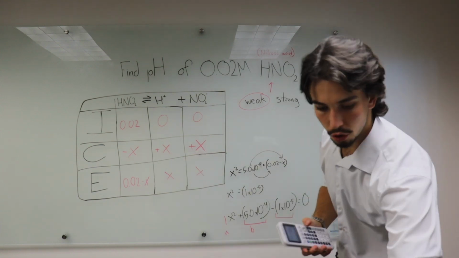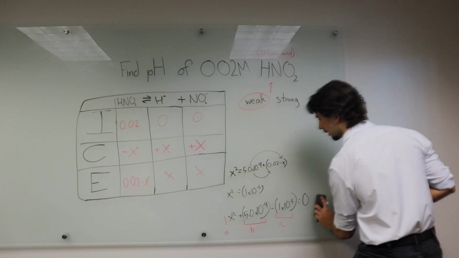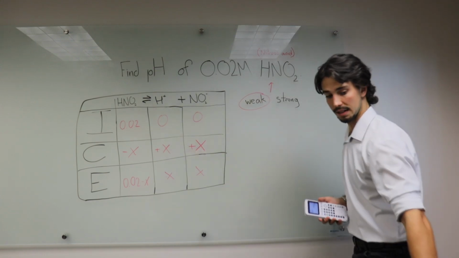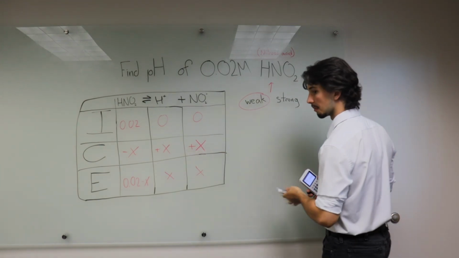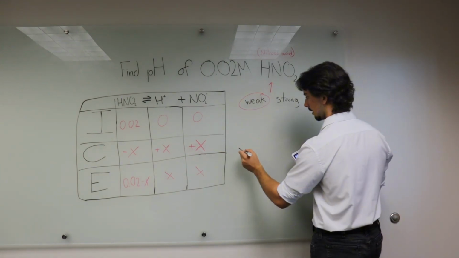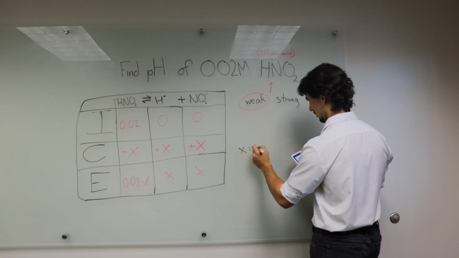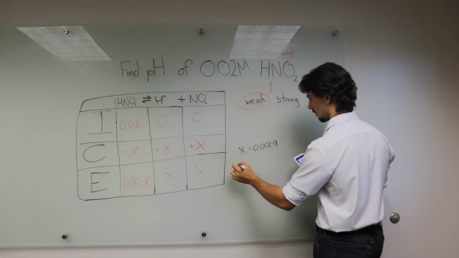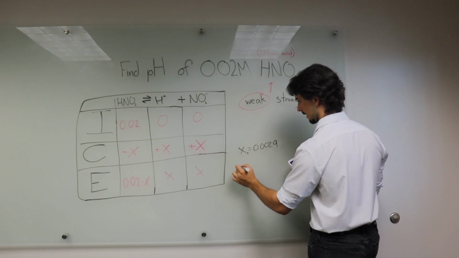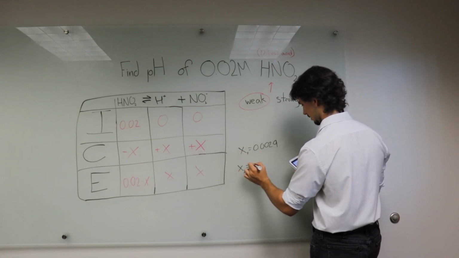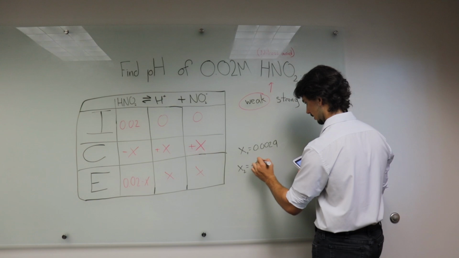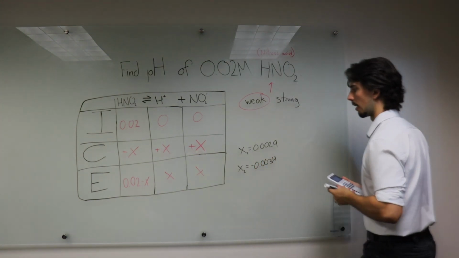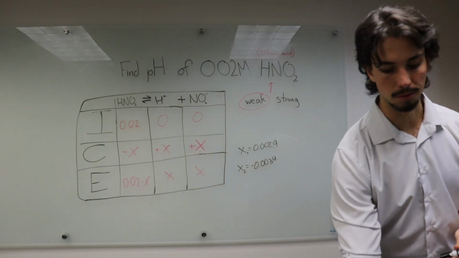That's going to give us 2 x values, because of the plus and minus in the formula. So it will give us x is either 0.0029 or x is equal to negative 0.0034. Now, how do we know which one to use?